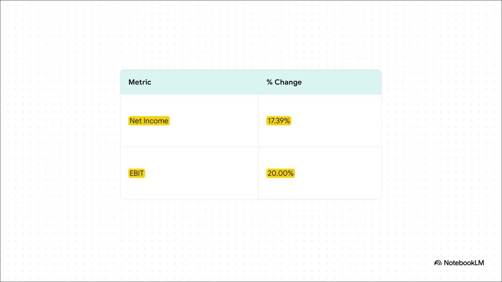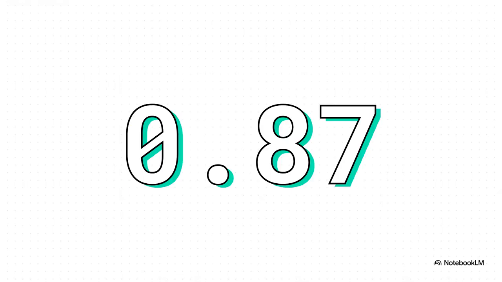Now, looking here, we can see our inputs for this calculation. Let's imagine that between last year and this year, EBIT grew by a nice 20%. Meanwhile, net income grew by 17.39%. We're just going to plug these two percentages directly into our formula. And when we plug those numbers in, it gives us a DFL of 0.87.